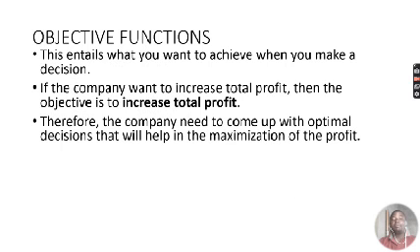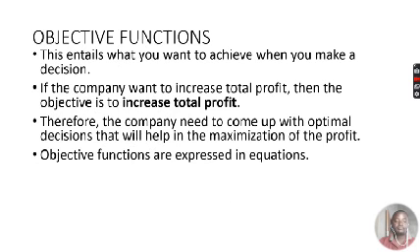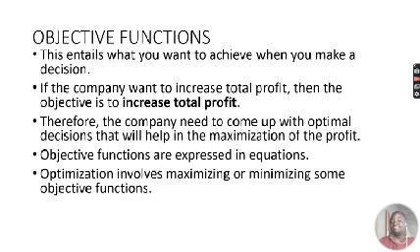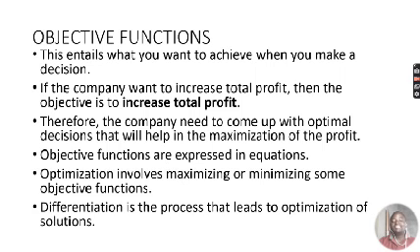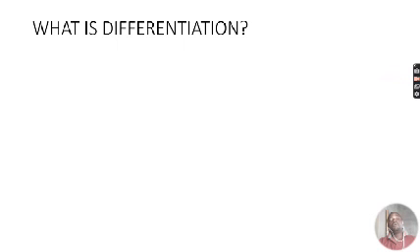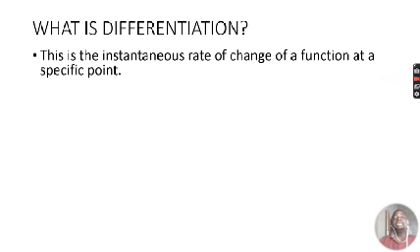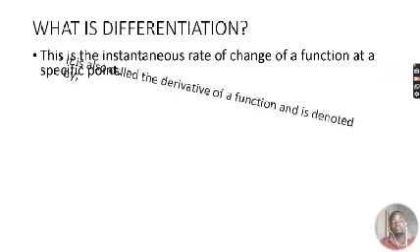The company needs to come up with an optimal decision that will help in the maximization of the profit. Objective functions are expressed in what? Equations. And optimization involves maximizing or minimizing some objective functions. And differentiation is a process that leads to optimization of solutions. We went on and talked about differentiation. We said differentiation is the instantaneous rate of change of a function at a specific point.